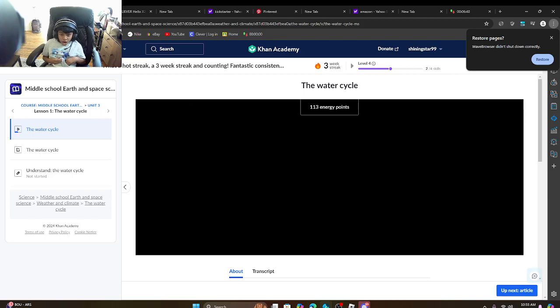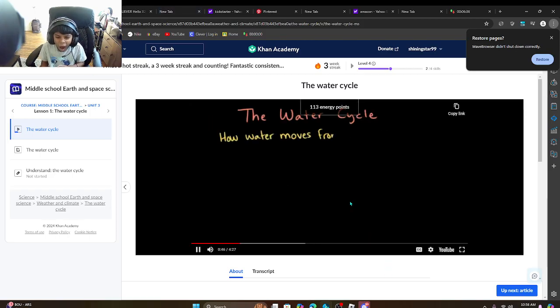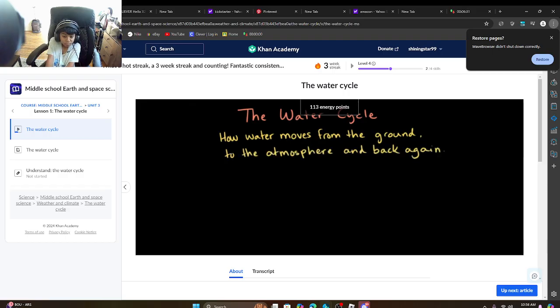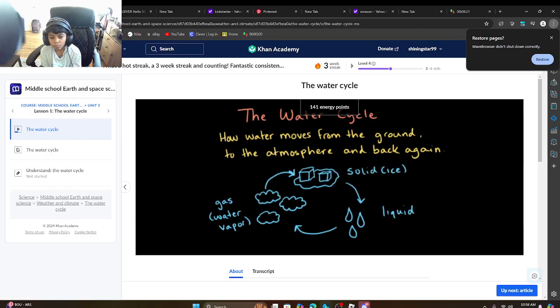And that brings us to the water cycle, which is how water continuously moves from the ground to the atmosphere and back again. And as water moves through this cycle, it changes form. In fact, water is the only substance on Earth that naturally exists in 3 states: solid, liquid, and gas. Have you seen water in all of its different states?